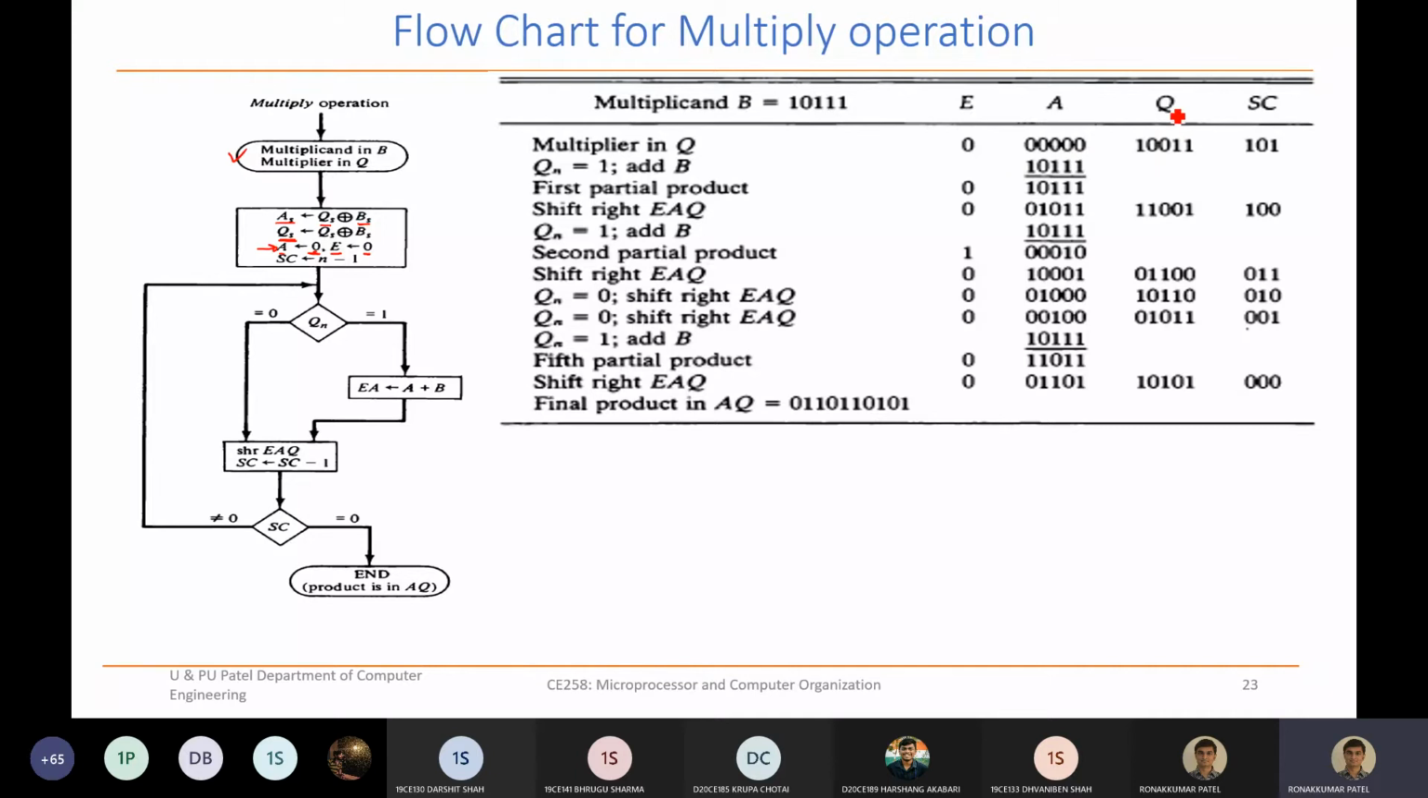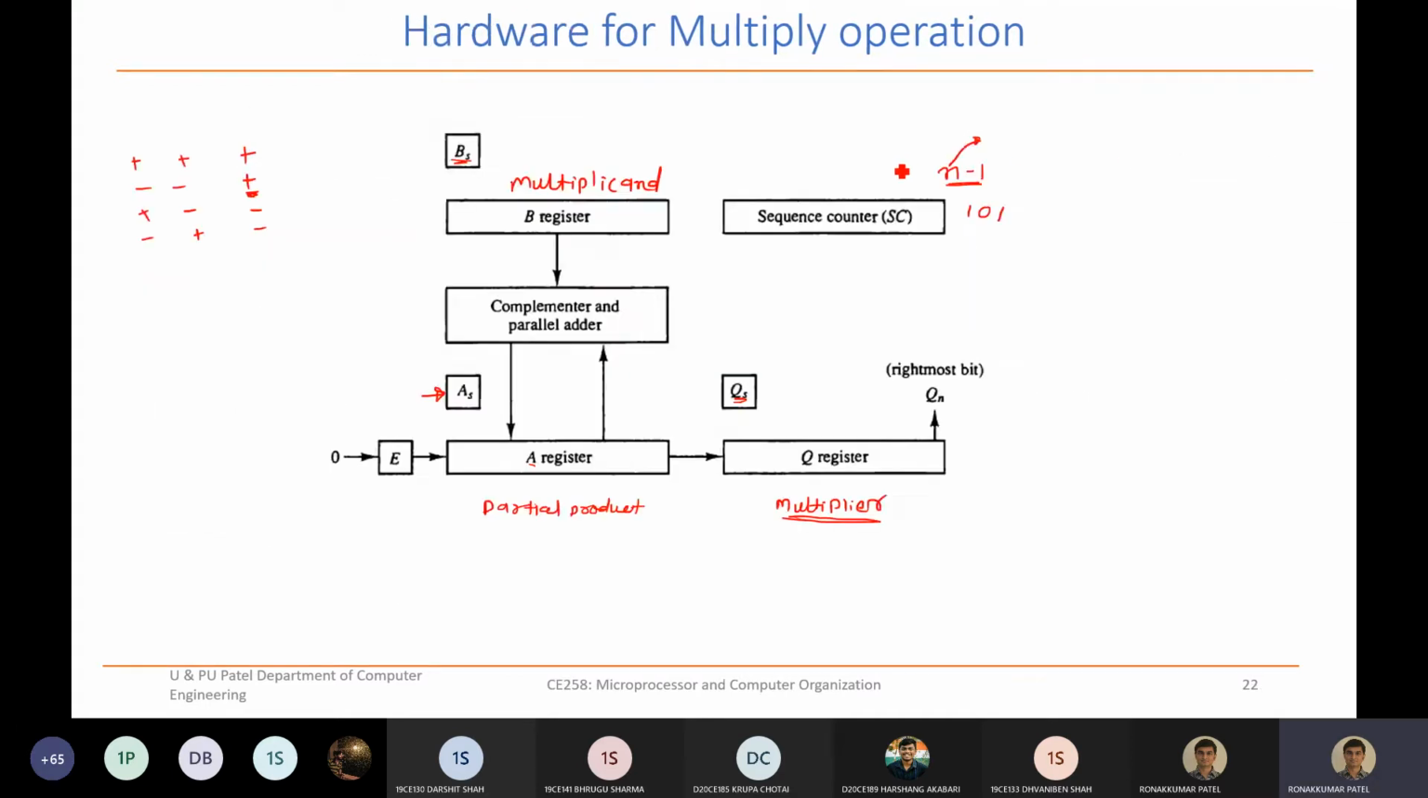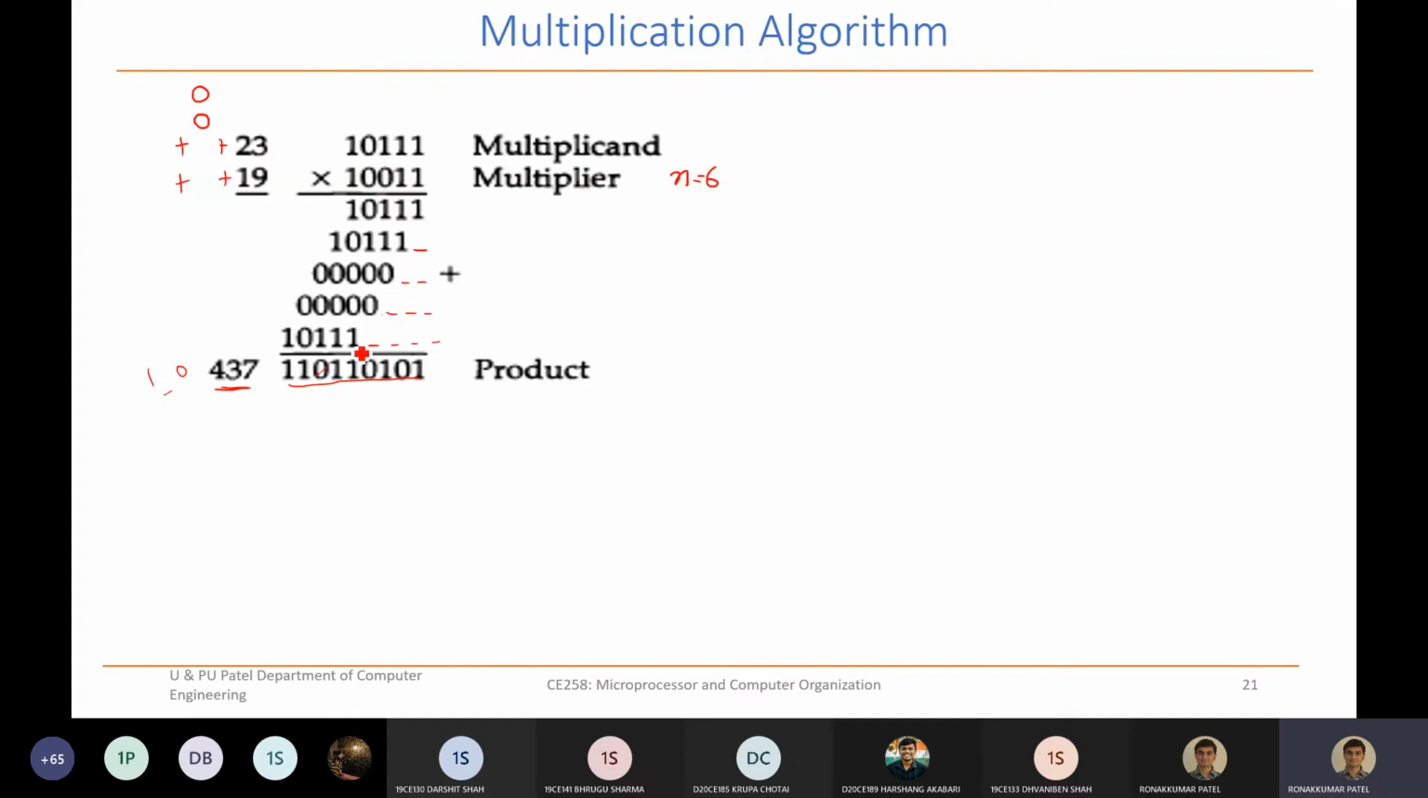Because your multiplier is in Q, and ultimately what is your result? Your result is this, A and Q at the end. So Q is the multiplier, A is 0, and the number of bits is that of the multiplicand. Now this will form your result. Your value of the multiplier cannot go beyond this, right? Because when you multiply, it will increase the number of bits. See this example, 5 bits, 5 bits, and the result is 1, 2, 3, 4, 5, 6, 7, 8, 9, right? So it will not go beyond 10.